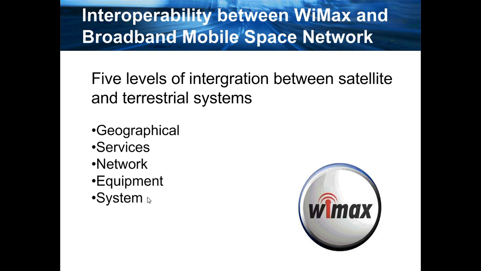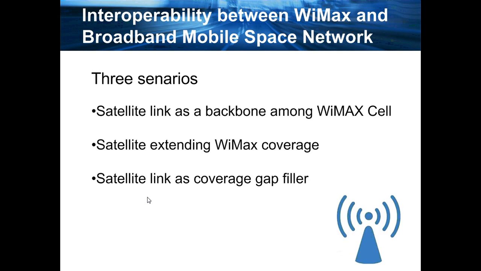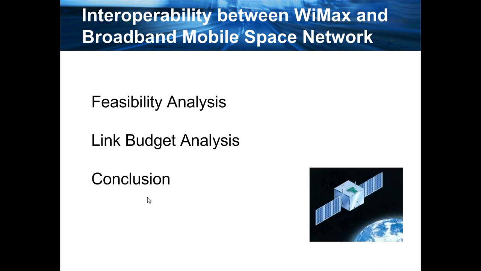In this case, only the first level is related. So the author generated 3 scenarios. Satellite link as a backbone among WiMAX cells, satellite extending WiMAX coverage, satellite link as a coverage gap filler. And in each scenario, the writer gave different structures, or say architectures, of how it works. And following that, the author gave a feasibility analysis of whether it is possible to do that, and in which kind of architecture it is possible.